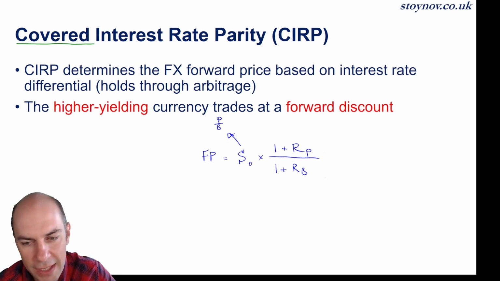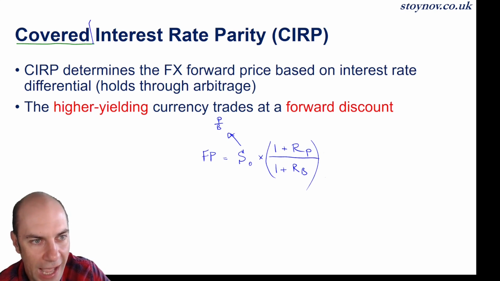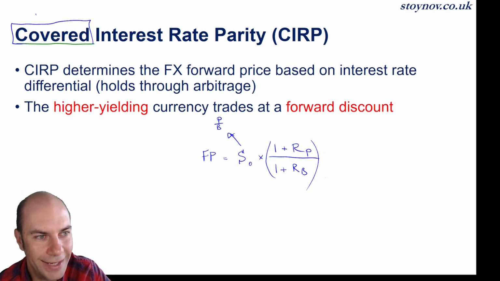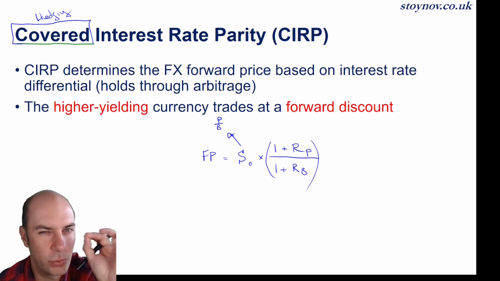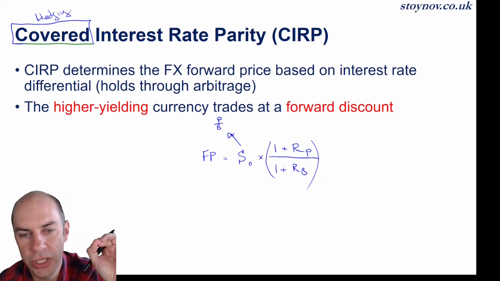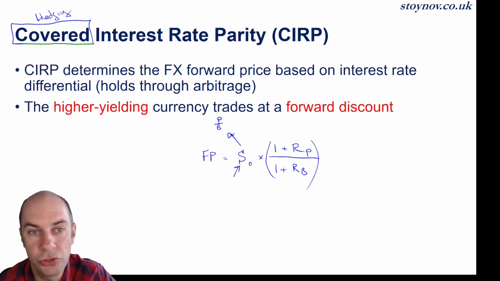So let's just focus on the words here. What are we learning here? Well, we're learning, first of all, the word covered means that you are hedging. You're covering yourself, you're protecting yourself through the use of a forward contract. So that word should always remind you, hey, I'm using a forward contract here. And to determine the no arbitrage price of this forward contract, you're taking the spot price today and you're taking essentially the two interest rates, so considering the interest rate differential.